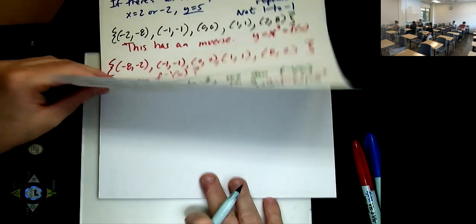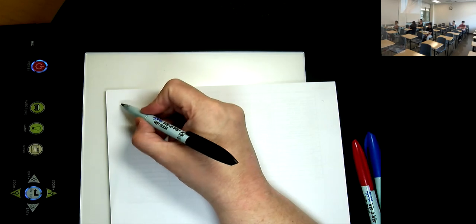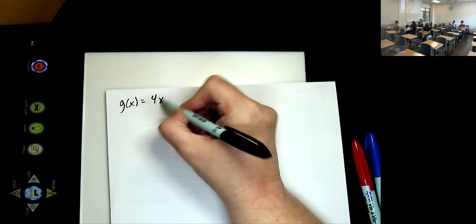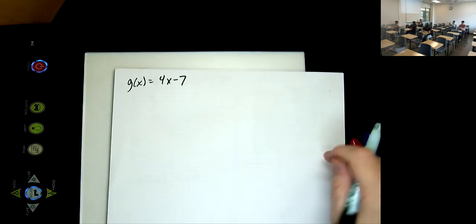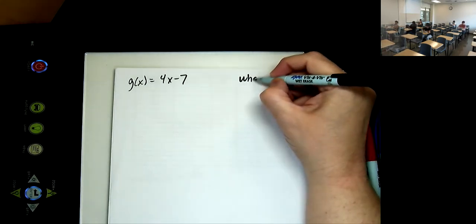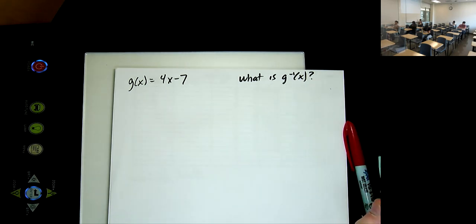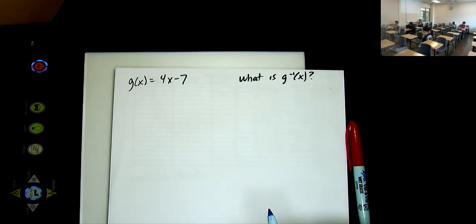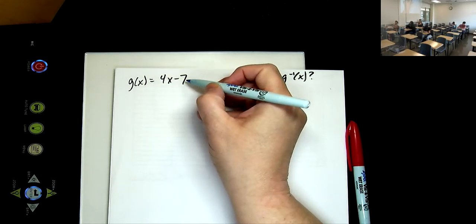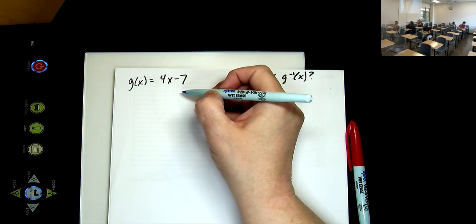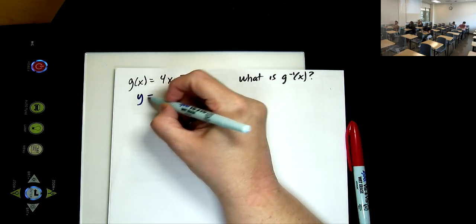Let's do a couple examples, ones that are a little bit quicker or aren't too bad. Let's say I have g of x equals 4x minus 7, and I want to find the inverse. What is g inverse of x? Well, we already know this is a line, y equals mx plus b, so it does have an inverse. It's 1 to 1. So I can do it.